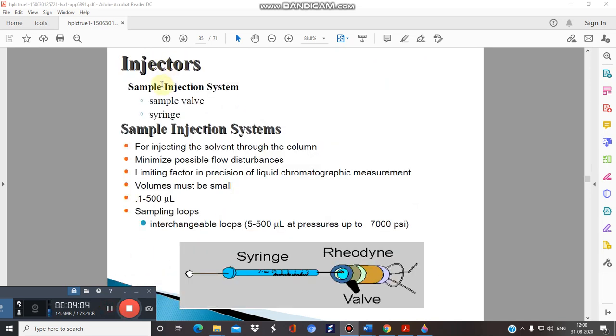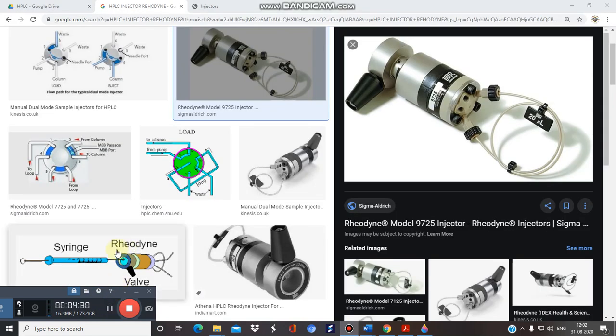So let's talk about different types of injectors. Generally, we use the sample valve injector or the syringe type injectors, which are very famous in the case of HPLC. When we talk about syringe type injectors, there is a part called the Rheodyne. This is attached to your HPLC instrument, and you put your sample in the syringe and inject it here. Please see this Rheodyne model. So this is your Rheodyne.